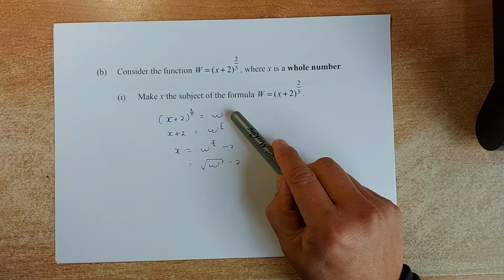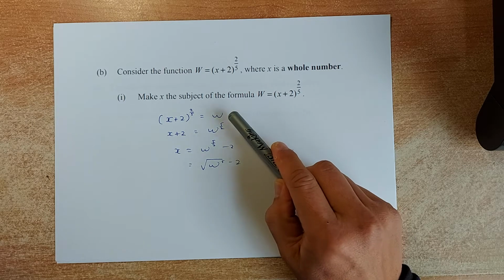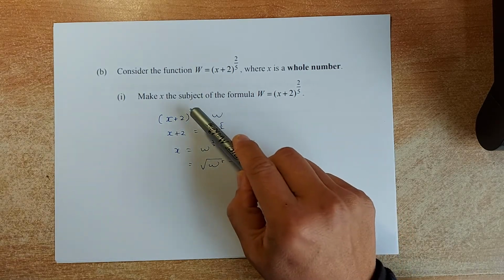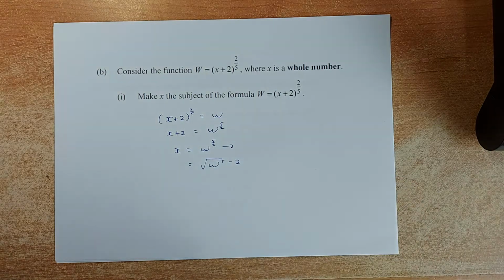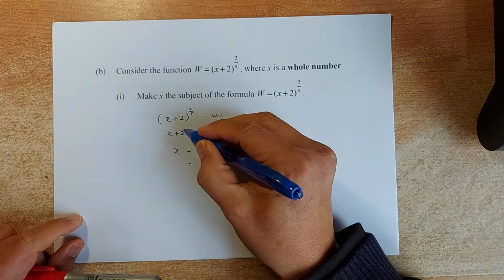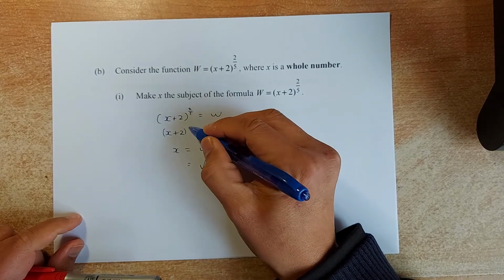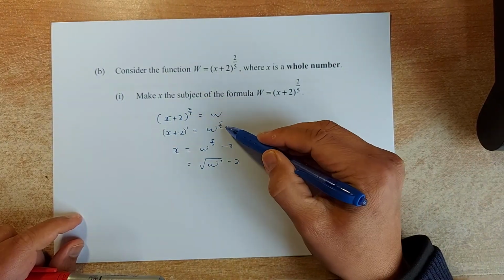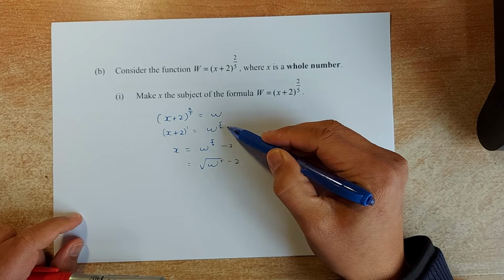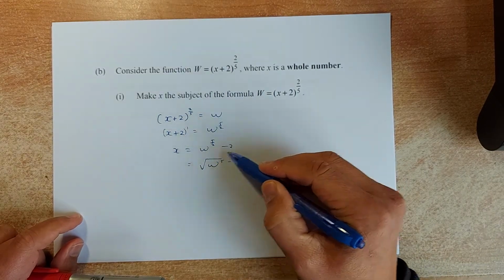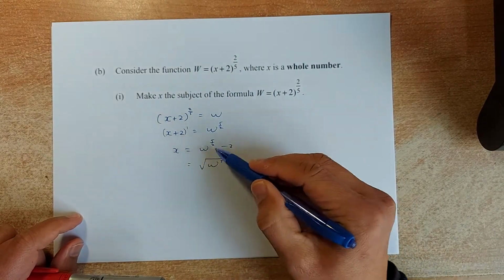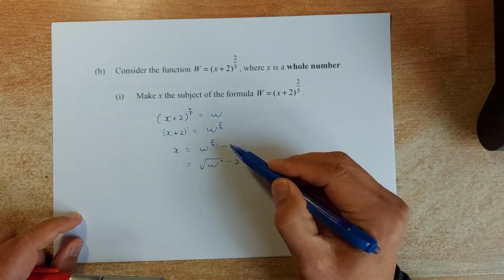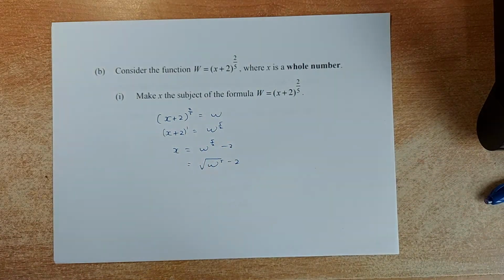The next thing we're going to do is raise both sides to the power of 5 over 2. When you raise to the power of 5 over 2, the power becomes 1, because 2 over 5 times 5 over 2 becomes 1. And then w to the power of 5 over 2. And now the last step, because there's a plus 2, you minus 2 on both sides. So x equals w to the power of 5 over 2 minus 2. And it simplifies in that form.